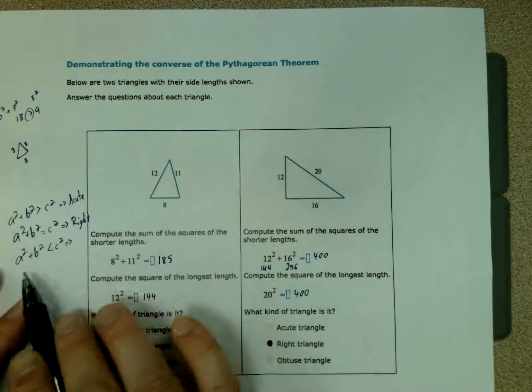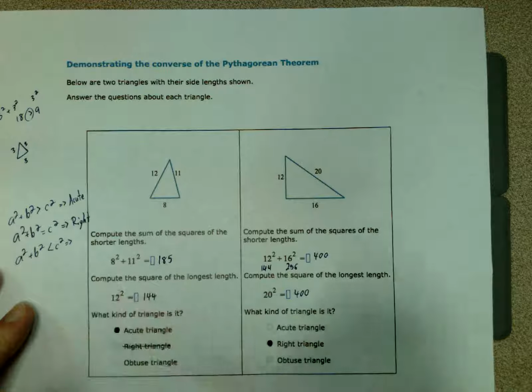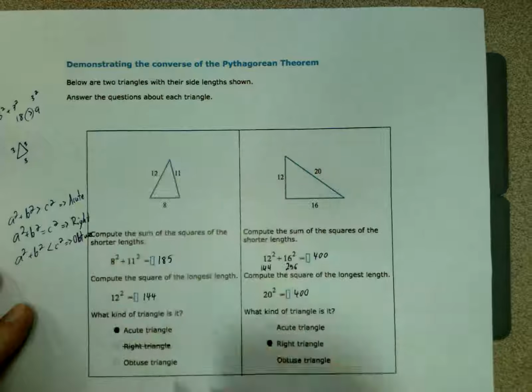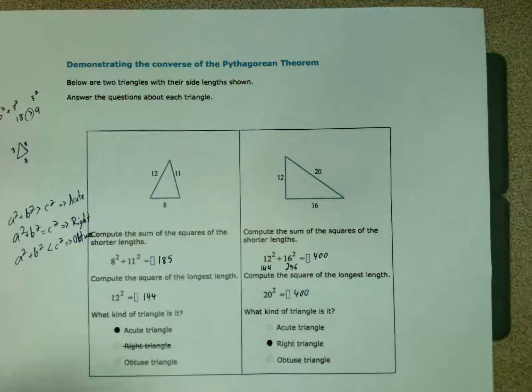And just to finish filling this in, if a squared plus b squared is less than c squared, by process of elimination, it has to be obtuse. So you can use that to make sure you know what you're looking at.